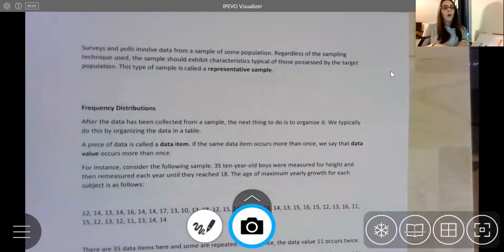Now, surveys and polls involve data from a sample of some population. So ideally, we would love to have population data. So we'd love to know everyone's opinion on every single thing. It's just not realistic. Usually time-wise or money-wise, financially, it just doesn't make sense to do.